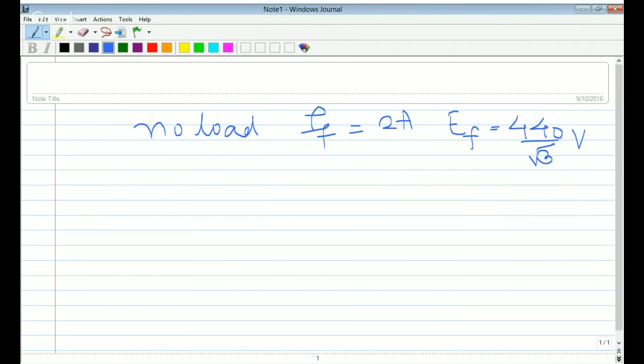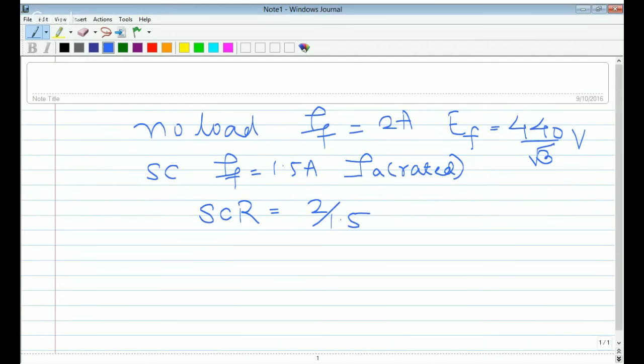Now, to induce rated voltage at no load, IF is 2 ampere. When short circuited, the IF needed to circulate rated current is 1.5 ampere. So short circuit IF is 1.5 ampere for IA rated. From here we can calculate the short circuit ratio, which will be 2 upon 1.5. The reciprocal of that is the synchronous reactance in per unit, that means Xs is 0.75 pu.